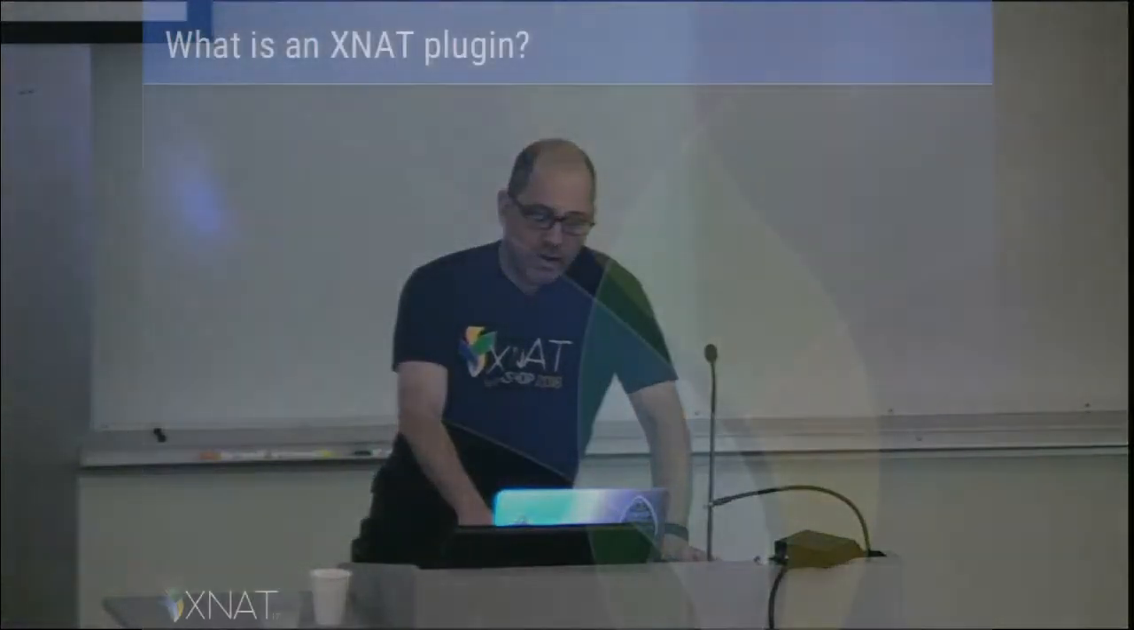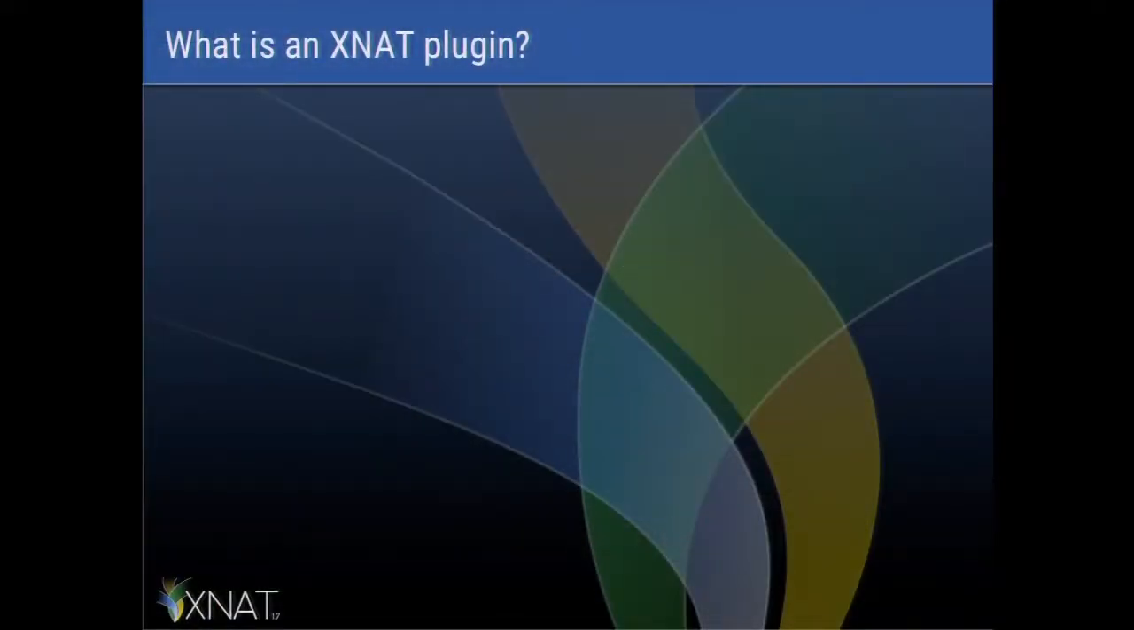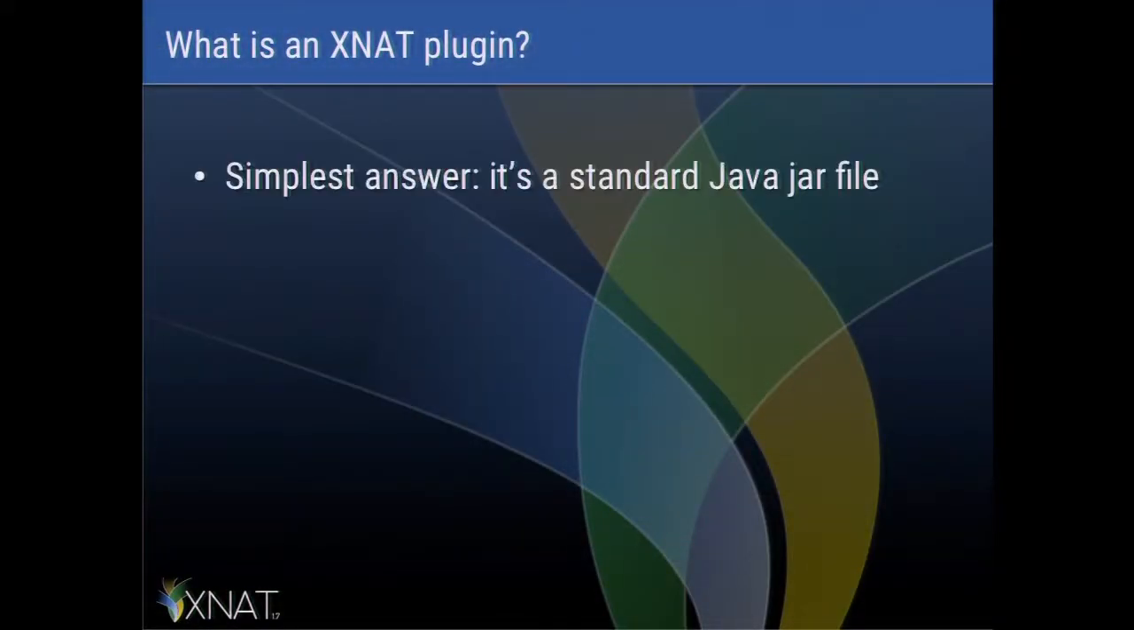So you want to get a plugin. What are you going to get? The simplest answer is a standard Java jar file. You don't really have to know too much about what that is, but it's a zip file, and it's what the Java language uses to create libraries.